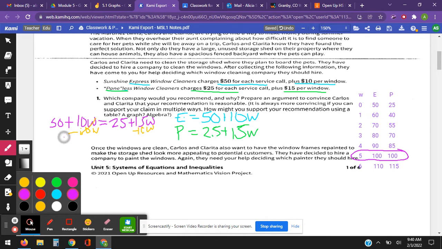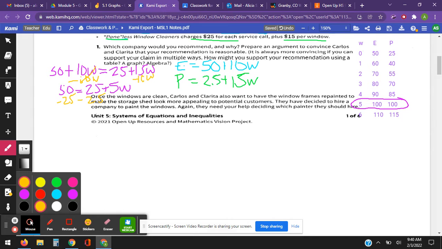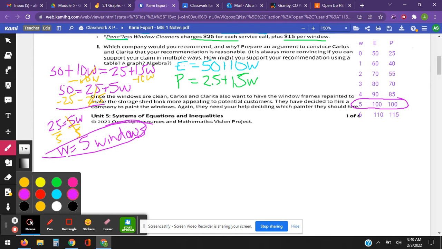Those will cancel, leaving 50 equals 25 plus 5W. Okay, from here, I want to get rid of the 25 from both sides. I know this is going into words, I apologize for that, but we don't need all of that. We'll be able to read through it here in a minute. So 25 equals 5W. And then to get rid of that, we need to divide by 5. 25 divided by 5 is windows equal 5. At 5 windows, it really doesn't matter.